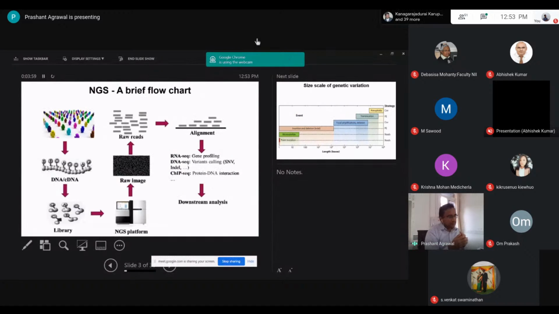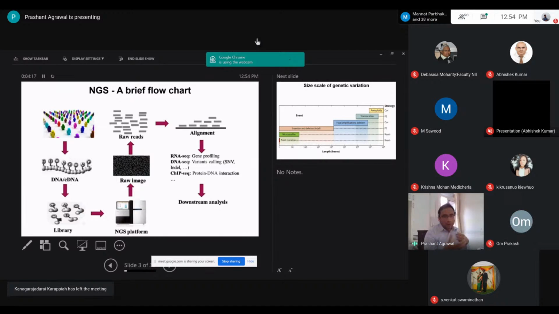Very briefly, I would like to touch base that when we talk about NGS, it has different levels of workflow, which starts with isolation of DNA, library preparation, and the NGS platform. You use different kinds of NGS platforms.